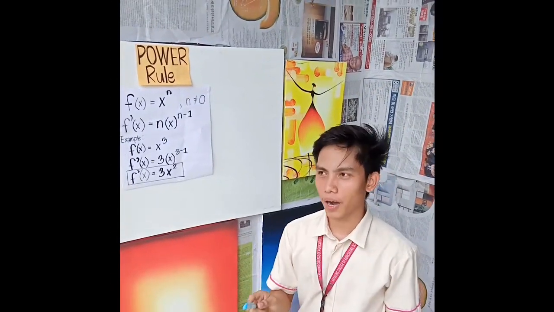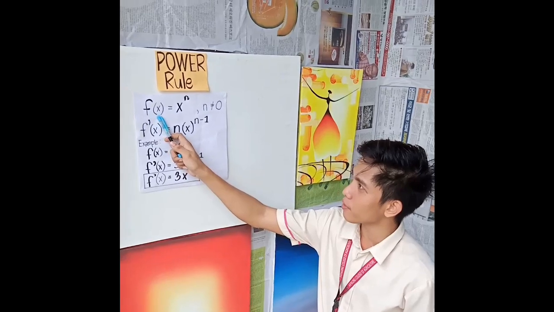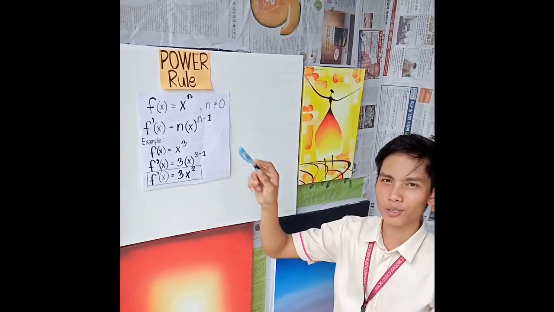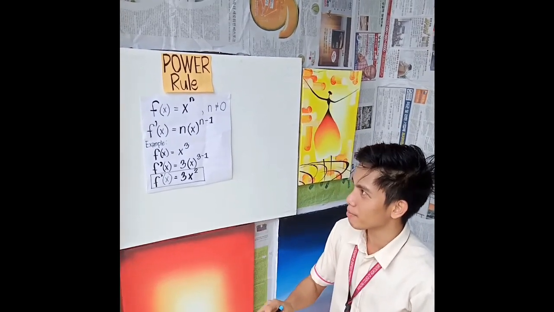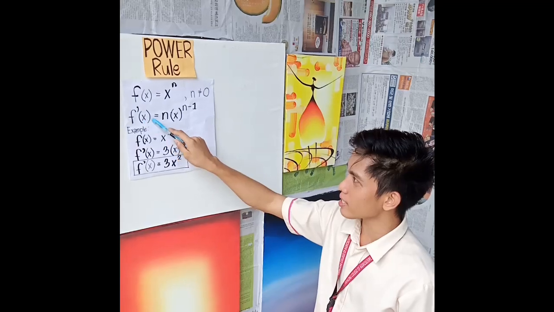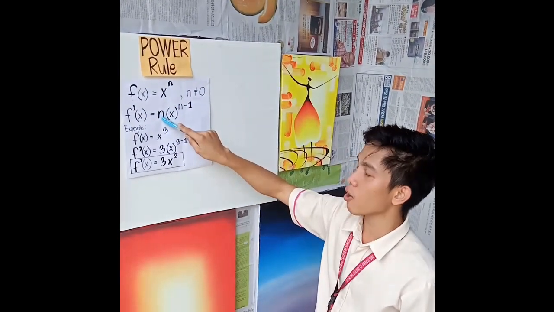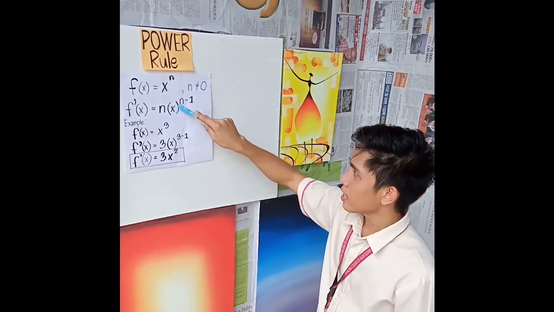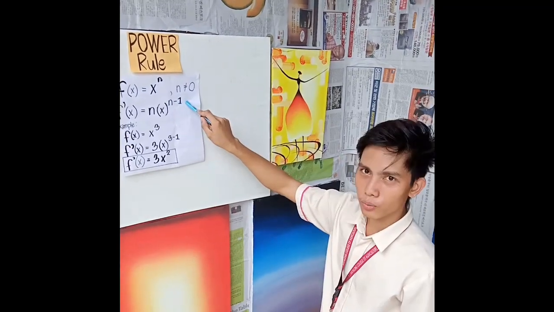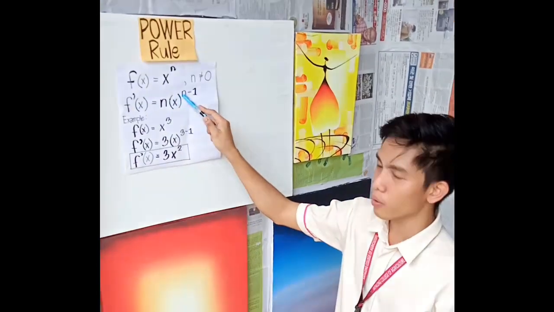We will now proceed to the power rule. The power rule tells us that if we have some function f of x equal to x to the n power, where n is not equal to 0, so n can be a positive or a negative number, then the derivative is f prime of x equal to n times x raised to n minus 1. The exponent n becomes the coefficient, and we subtract 1 from the exponent.